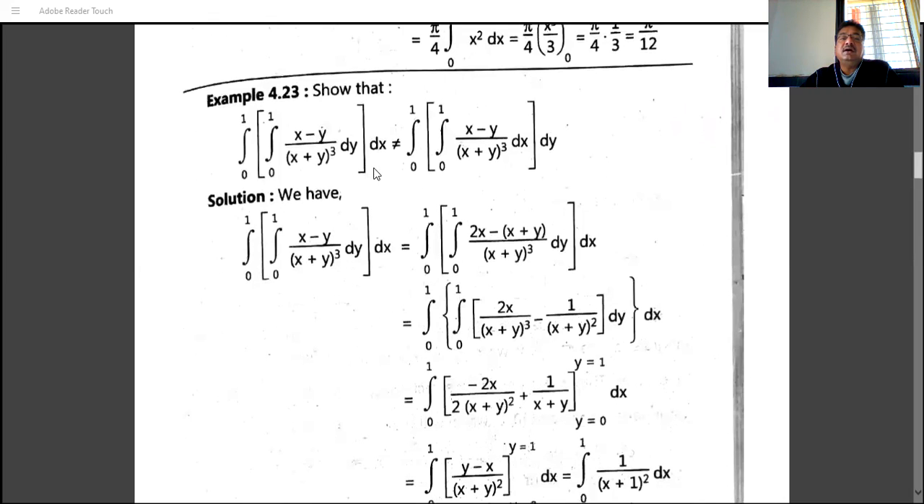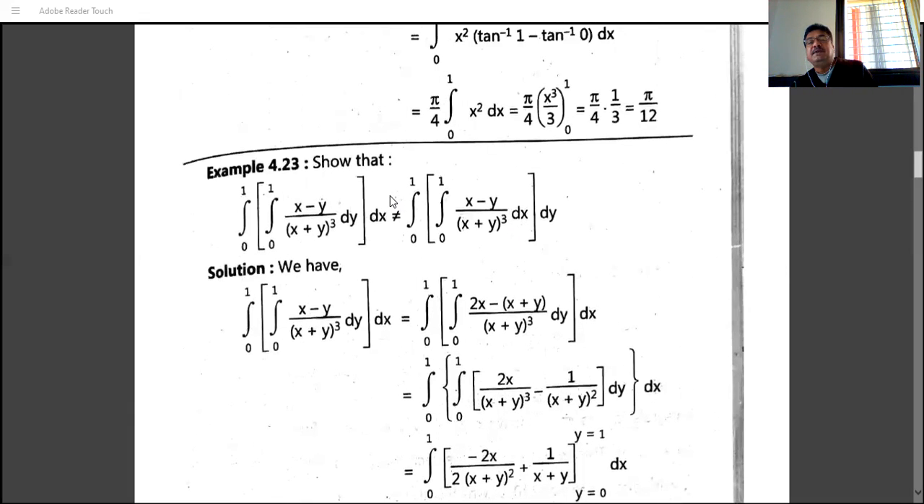Then here the integration 0 to 1, 0 to 1 of this integrand, that is x minus y divided by x plus y cube, dy dx. And then the integration with respect to x first of the same function. These two are different. Why are these two different? Because this function is not continuous. When can we change the order of integration? So observe the Fubini theorem.